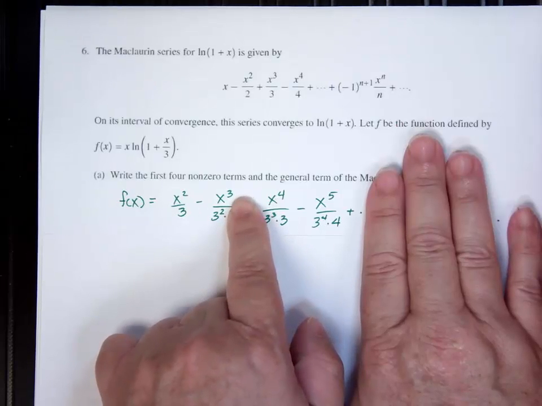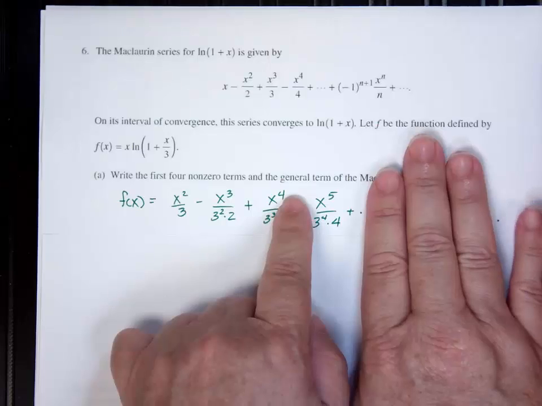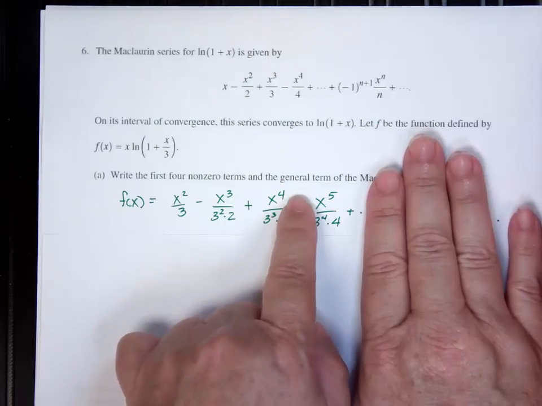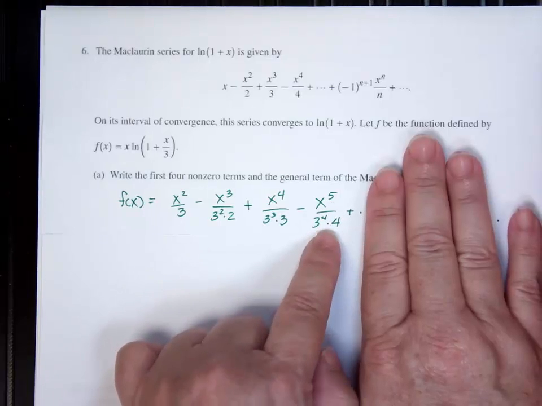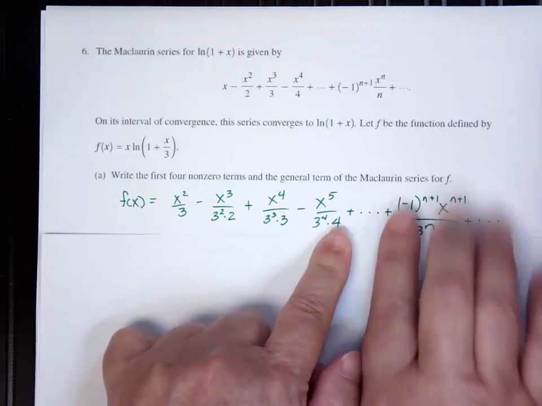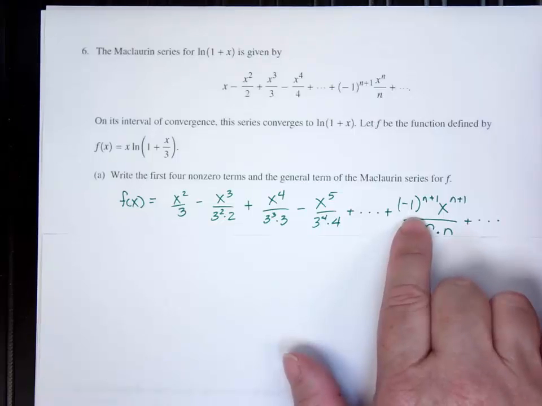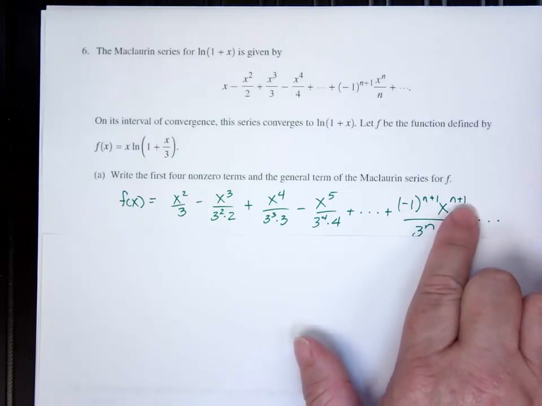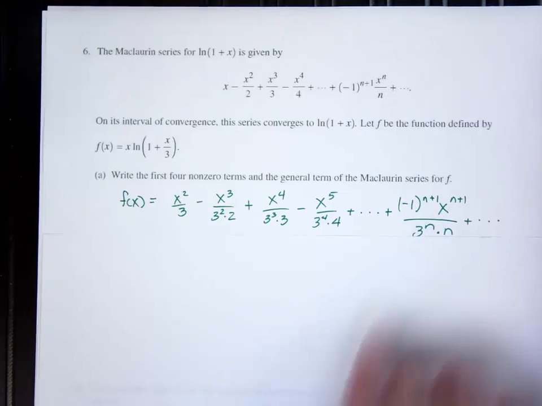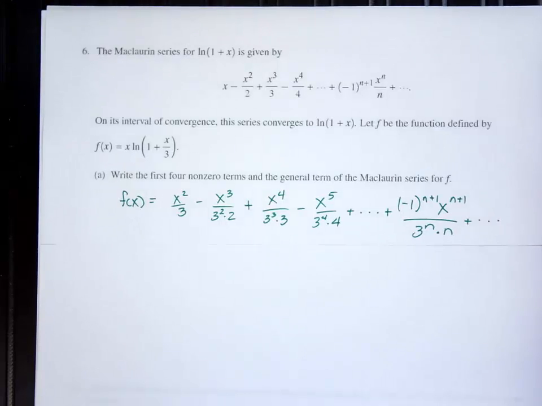This x changes to x cubed over 3 cubed, but it gets another x, so it's x to the 4th, and so on. And then you can see the pattern. X to the 5th, 3 to the 4th, and 4. And then when you get to the general term, it's an alternator, so it's negative 1 to the n plus 1, x to the n plus 1, because it's 1 higher than it was before, over 3 to the n times n. So there are the first 4 terms and the general term.